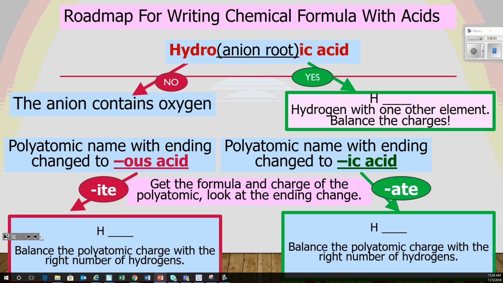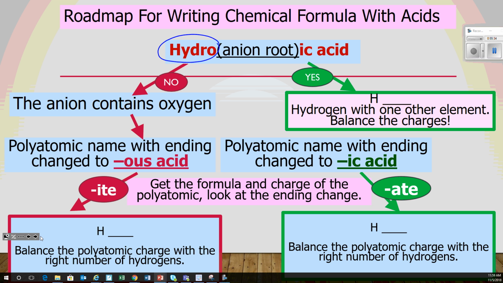Okay, so you're going to write a roadmap. The first thing is, we're going to give you the names, and you're going to need to write the formulas. We're not going to give you the formulas and have you write the names. So you're going to have to, first of all, say, okay, does it have hydro? If it has hydro, then you go this way, yes, then it's just hydrogen with one other element. And I got to figure out what that other element is. Balance the charge. If it does not have hydro, that means the anion contains oxygen.